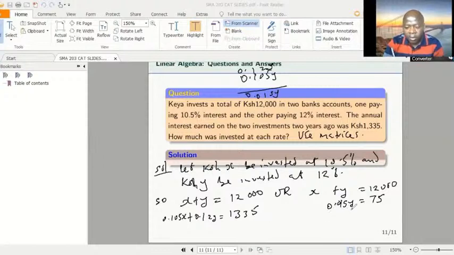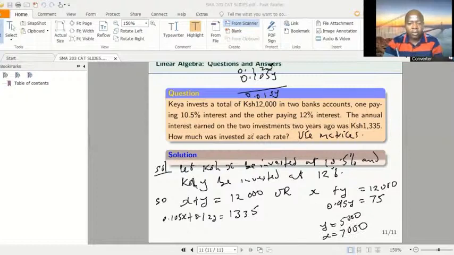Now, using this second equation, find the value of y. Divide both sides by 0.015. You get y to be 5,000. Then come to the first equation here. Where there is y, write 5,000, and that means that x will be 7,000.